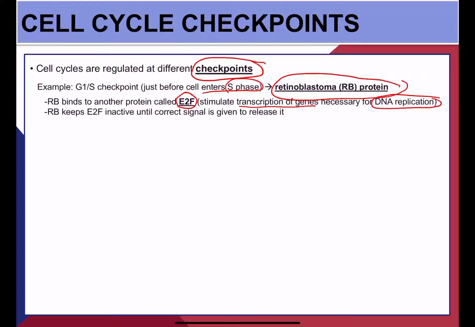Then what RB does is it keeps E2F inactive until the correct signal is given by the cell to release E2F, so E2F can then enhance transcription of those genes involved in DNA replication. So this is stopping the cell cycle from progressing. That's why the retinoblastoma gene is a tumor suppressor gene. It stops the cell cycle from happening. Think of it, it suppresses a tumor from forming, okay? So it must stop the cell cycle at some point until it is the right time to replicate.